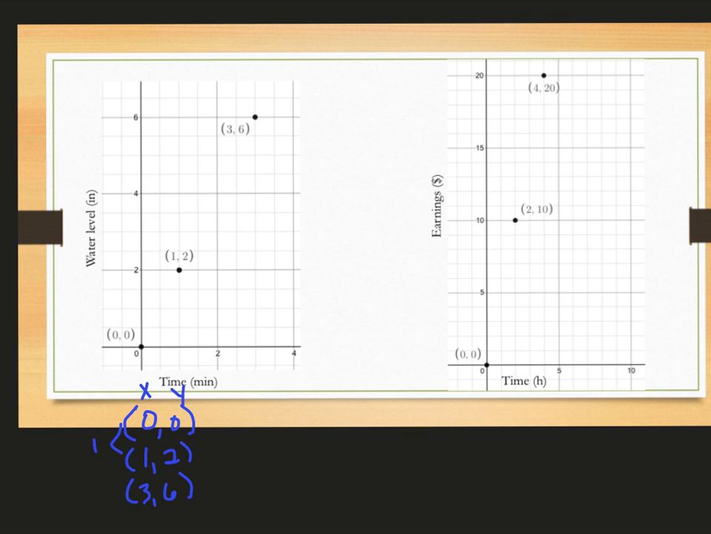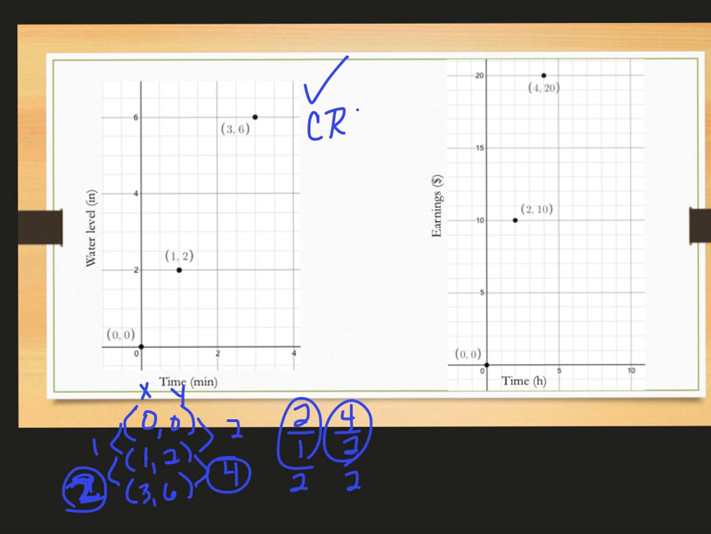So my change in my X goes up 1. Change in Y, that goes up 2. And then, well, I'm sorry, 1 to 3 goes up 2. Sorry. And then 2 to 6, that goes up 4. So what you can do is make fractions out of these. 2 over 1 and then 4 over 2. And as long as they reduce to the same thing, then it's a constant rate of change. 4 divided by 2 is 2. So yes, and the constant rate of change is 2.